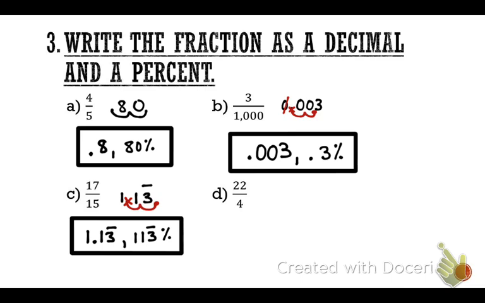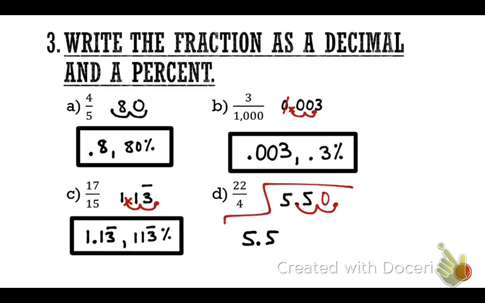22/4. What's my decimal, guys? 5.5. All right, so that's my decimal. Austin, what do I do to turn that into a percent? You move the decimal 2 places to the right. Move it 2 places to the right. 1, 2. What do I do with that empty scoop? You put a 0. Put a 0 in it.